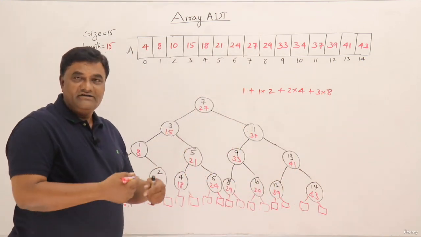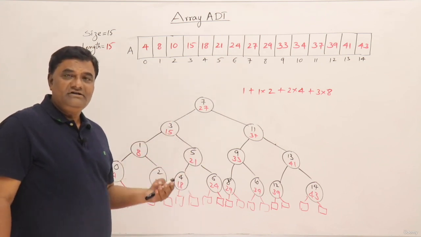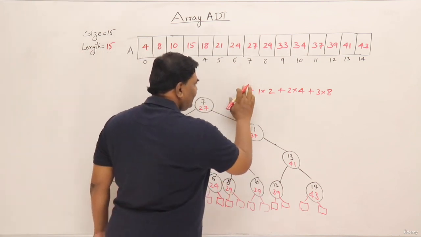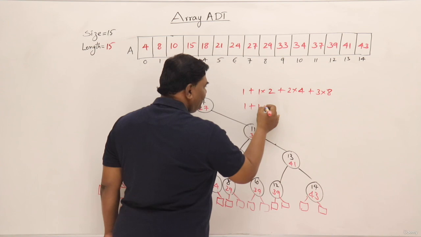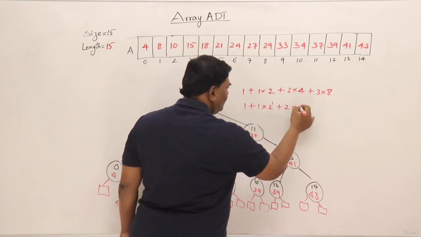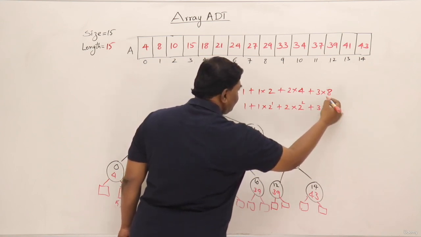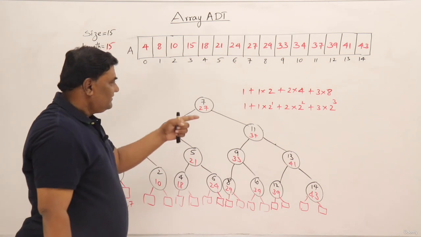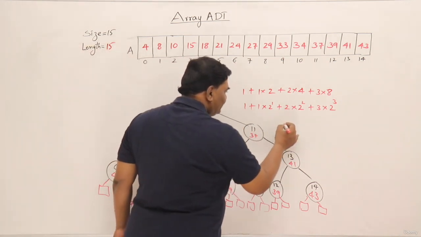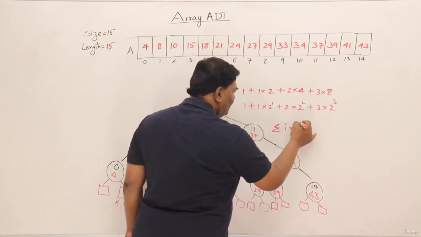So this is growing in this form. For 15 elements we have taken an example, but we have to give it in terms of n elements, whatever the number of elements may be. So if we observe this, it can be written as 1 plus 1 into 2 power 1 plus 2 into 2 power 2 plus 3 into 2 power 3. So it is written in terms of powers of 2. Now this can be written as the sum of i into 2 power i.